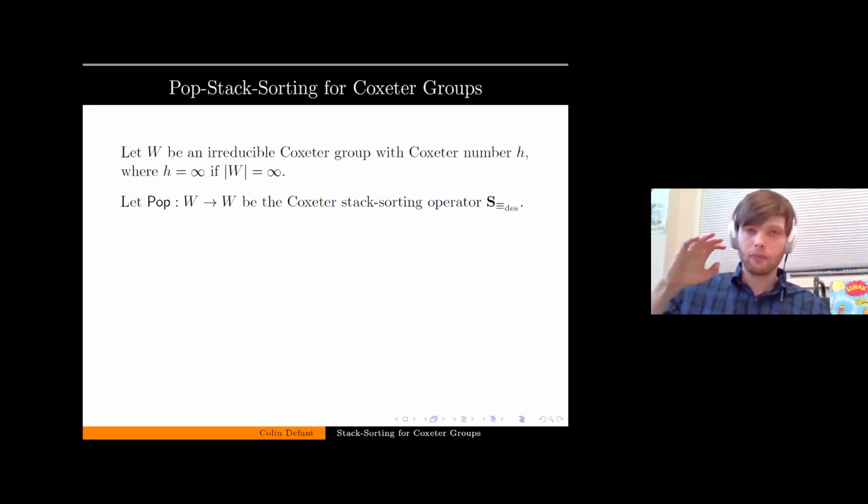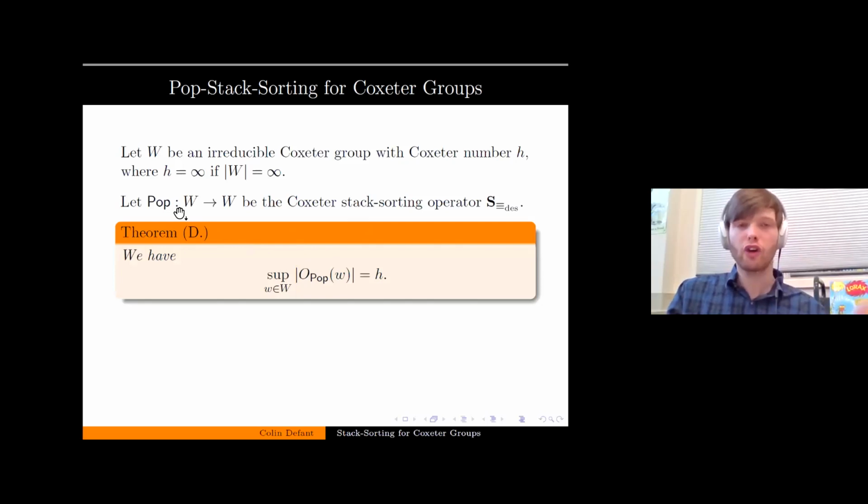So remember, if you take the Coxeter stack sorting operator associated to the descent congruence on a symmetric group, that is the pop stack sorting map that Ungar and other people have studied in the past. And since we have a descent congruence on an arbitrary Coxeter group, it makes sense to use it to define a pop stack sorting operator for an arbitrary Coxeter group. My main result about these Coxeter pop stack sorting operators is that the maximum possible size of a forward orbit of an element of W under this operator is exactly the Coxeter number of the group, which I think is kind of nice.